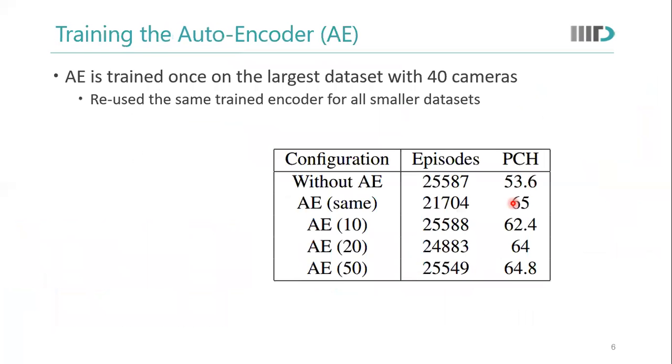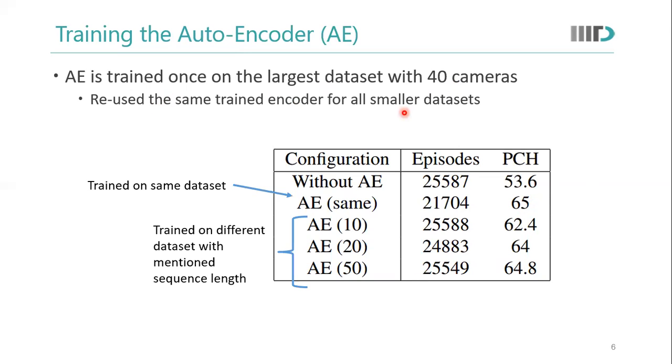This table shows the performance when we use the autoencoder. When we don't use the autoencoder or AE, then in around 25,000 episodes, we achieve the PCH of 53.6, where PCH is percentage camera handovers. When we use an AE, which is trained on the same dataset, then in 21,700 episodes, we achieve a PCH of 65. Seeing this performance benefit, we train the AE once with a larger camera network of 40 cameras, and then we use the same trained encoder for all the smaller datasets.